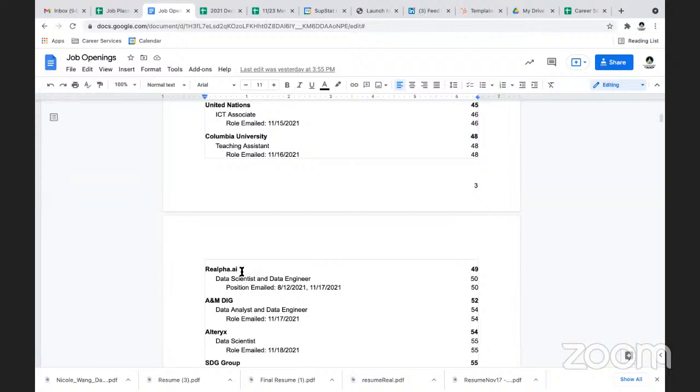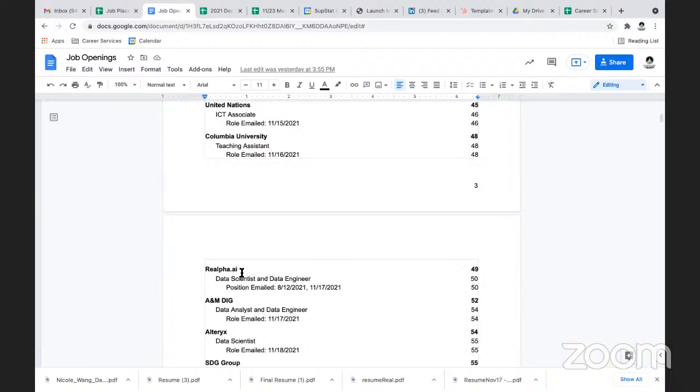Real Alpha AI, we sent a role back in August for them. I believe their company name changed. I was looking back at the email, and I think their company has changed names. They currently have a data scientist and data engineering role available, and again, that information is all posted. If you're interested in applying, you would send your resume to me so that I can send it to them.